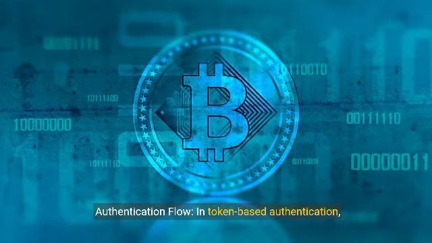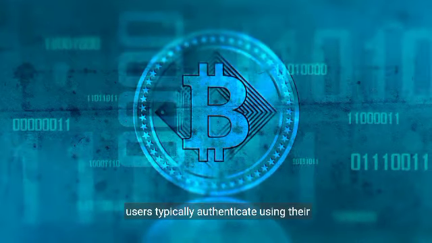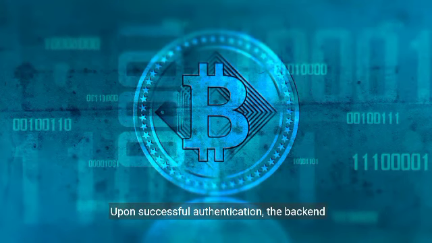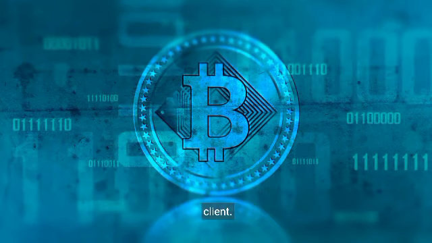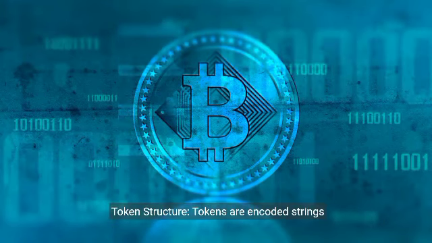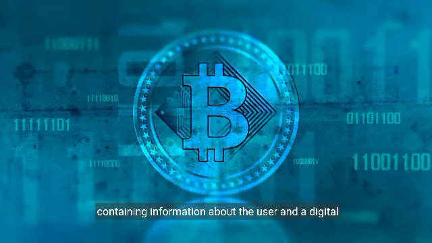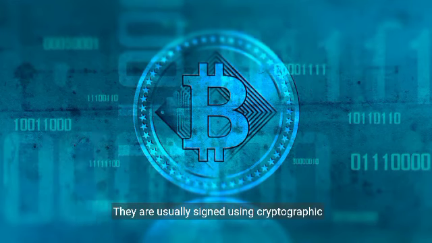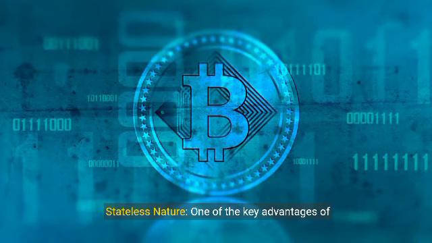Authentication flow. In token-based authentication, users typically authenticate using their credentials, as in password-based authentication. Upon successful authentication, the backend generates a unique token and returns it to the client. Token structure. Tokens are encoded strings containing information about the user and a digital signature to ensure their integrity. They are usually signed using cryptographic algorithms and can be encrypted for added security.